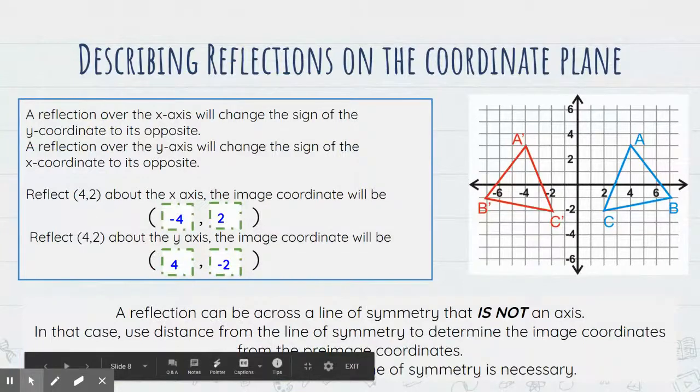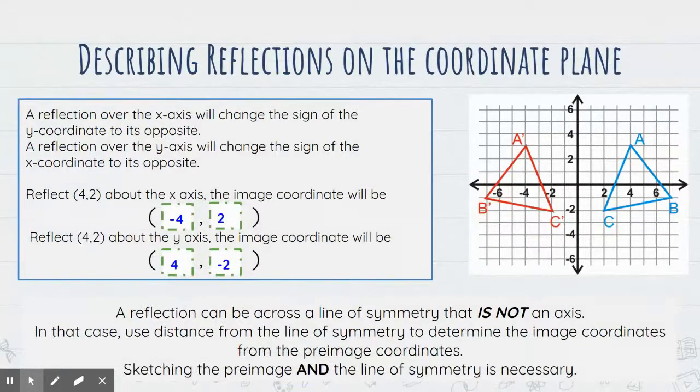Okay, the reflection over the x-axis will change the sign of the y-coordinate to its opposite. You see that right here reflecting over the x-axis. The image coordinate will be 4, -2. And if we reflect 4, 2 about the y-axis, it changes the x-coordinate to its opposite. So it's negative 4, 2. So obviously be very careful about that.